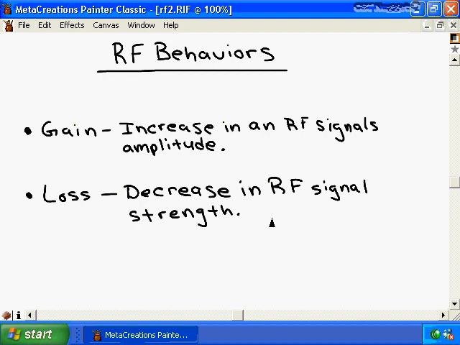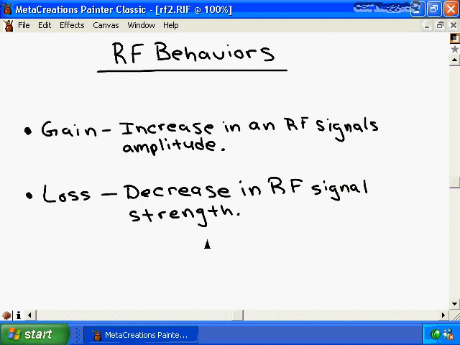Now, a radio wave signal can be either increased or decreased, and the terms to represent these are gain and loss. Gain is used to increase the radio wave signal's amplitude, and amplitude is the height of a radio wave signal. For example, we can amplify the signal to increase the signal strength. We can increase the gain of a radio frequency signal by using a radio frequency amplifier, or we can simply use a high gain antenna to focus the beam width of the signal to increase its amplitude. So we can amplify the signal either by using an external power source or by using a high gain antenna.